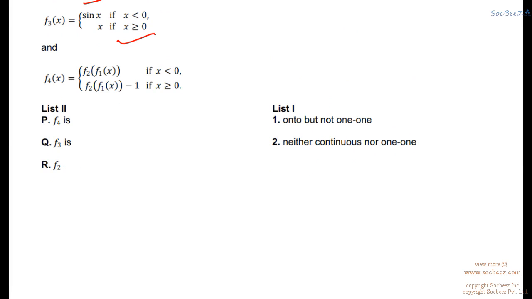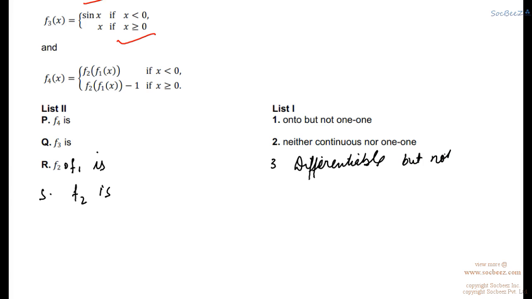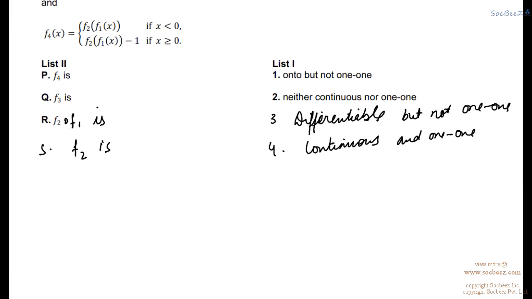f1 is f2 o f1 is, and s is f2 is neither continuous nor 1, third is differentiable but not 1, and 4 is continuous and 1, 1.